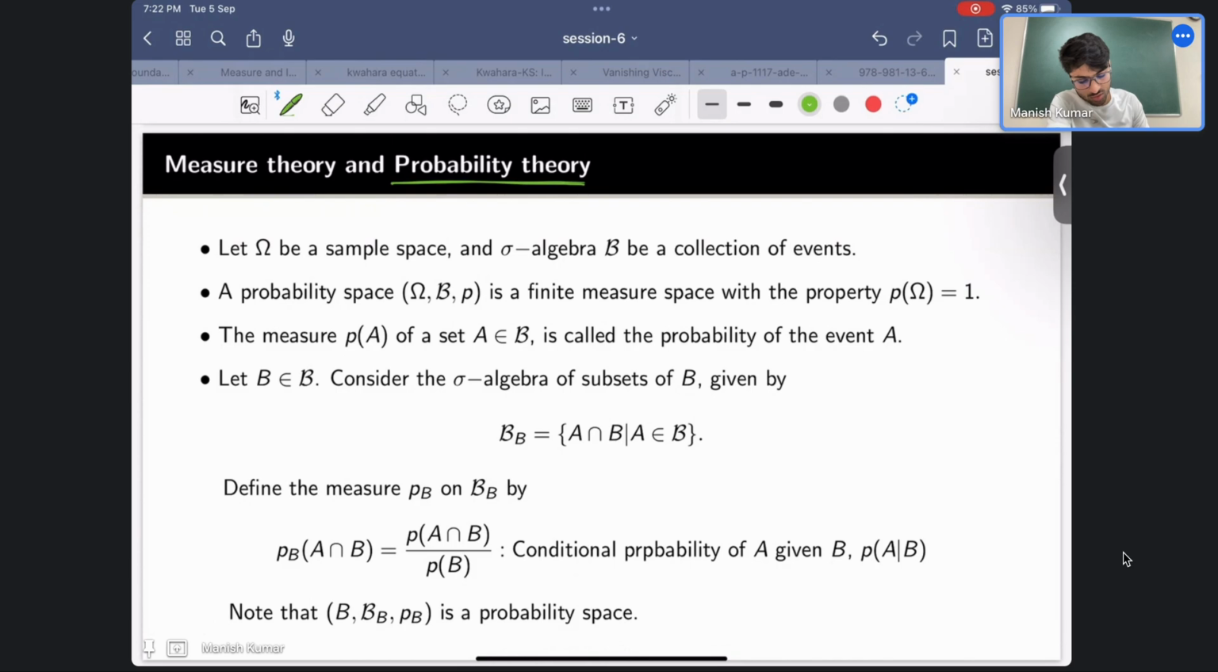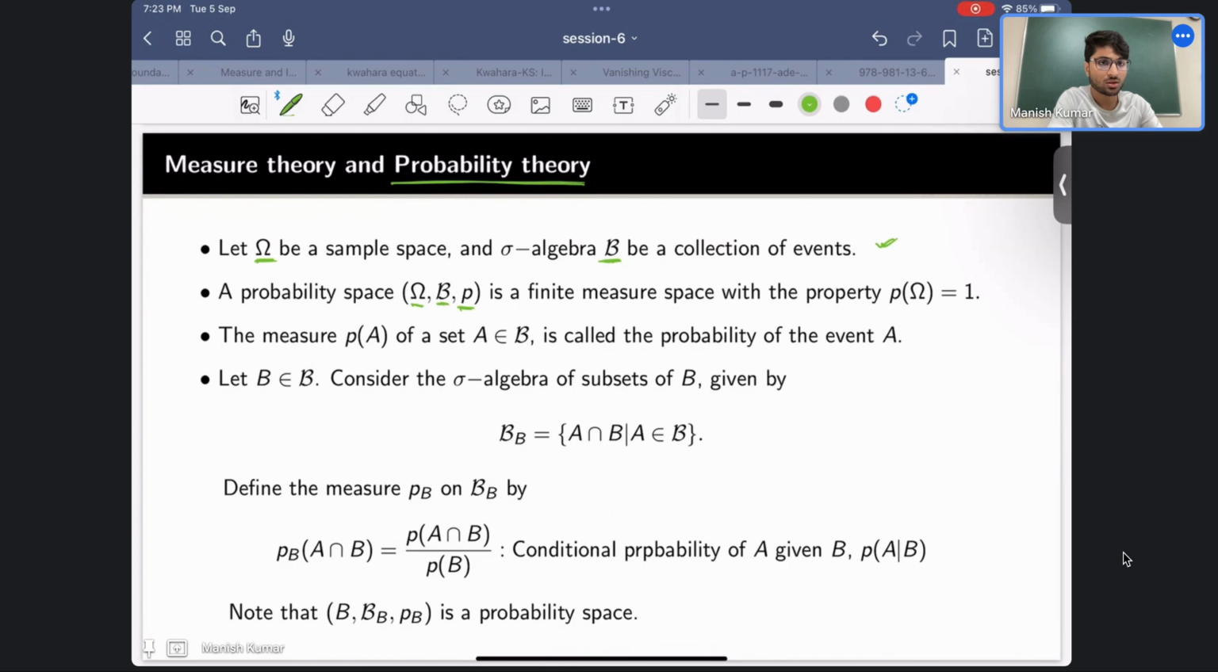So the sample space, suppose you denote it by omega, and suppose the collection of events, that will form a sigma algebra by definition. This is from the theory of probability. I'm saying that if you have a sample space and you consider the collection of events, that has to be a sigma algebra. So the probability space is denoted by omega, B and P. P is the function which calculates the probability of an event.